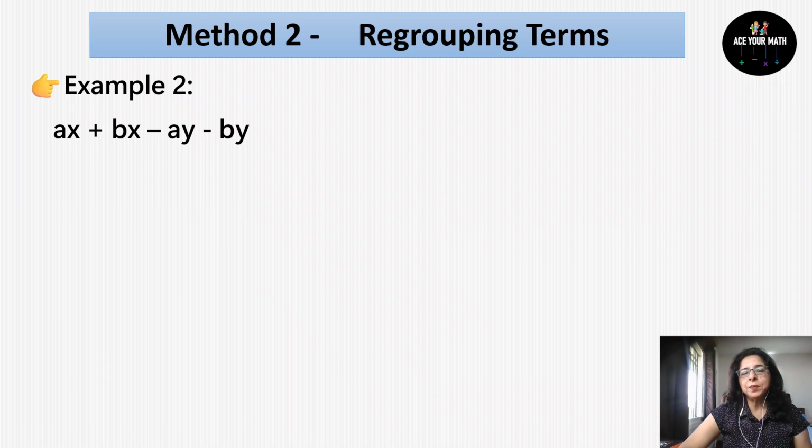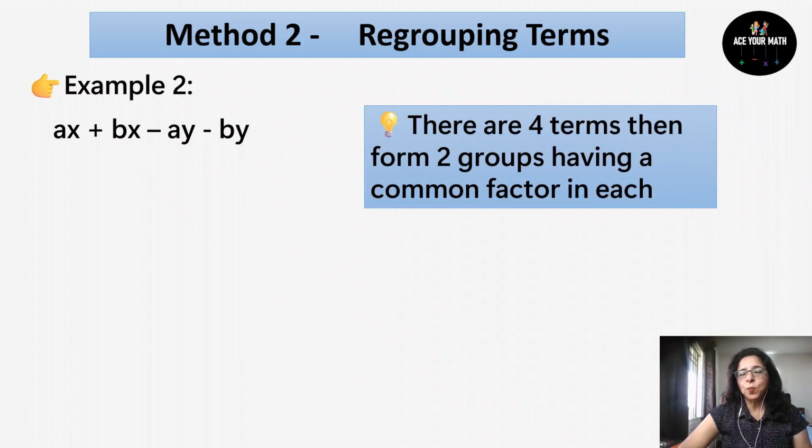Now take one more example. Let's say you need to factorize ax plus bx minus ay minus by. Now if you see there are more than three terms and there is nothing which is common in all these four terms. So which method will you apply? You will apply the regrouping method.